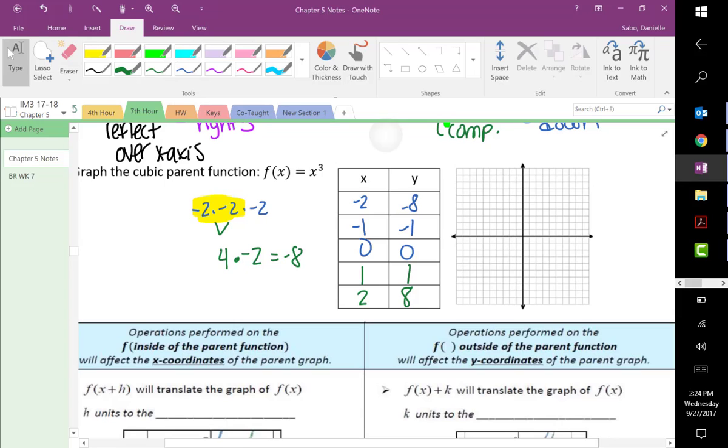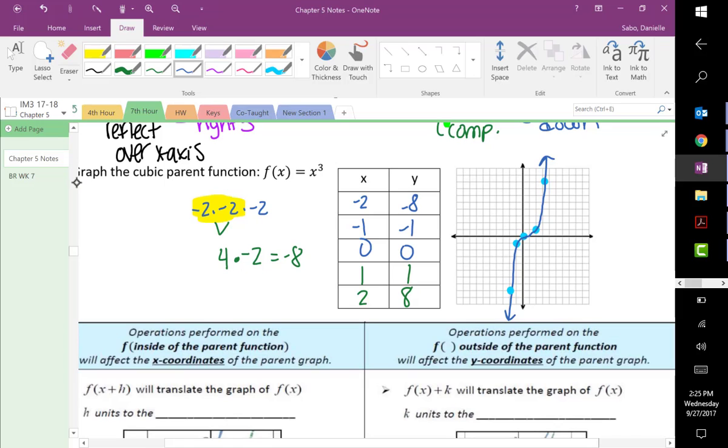Not a race. So I'm going to plot it. Here we go. I have 0, 0. I have -1, -1. I have -2, down 8. Then I have 1, 1, and I have 2, up 8. Remember, it kind of looks like a snake? From Monday. That's called a cubic function. They go different directions, which we'll talk more about tomorrow. But I wanted to make sure that you had that before we moved on.